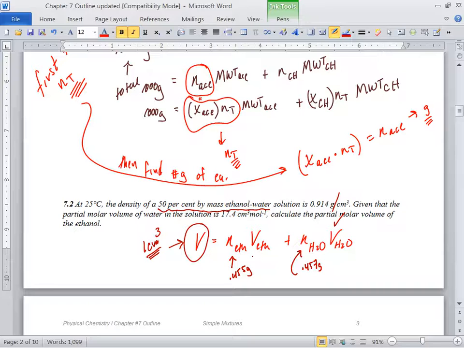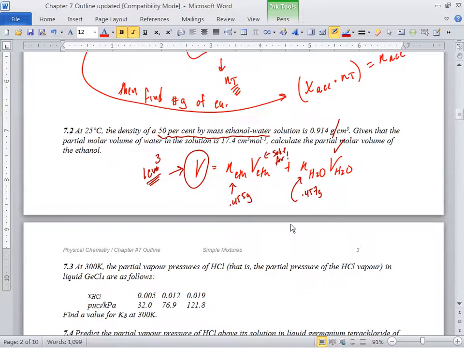And then solve for this guy. This is what they want. Here's the density, here's the plot one. This is the plot idea that we talked about.